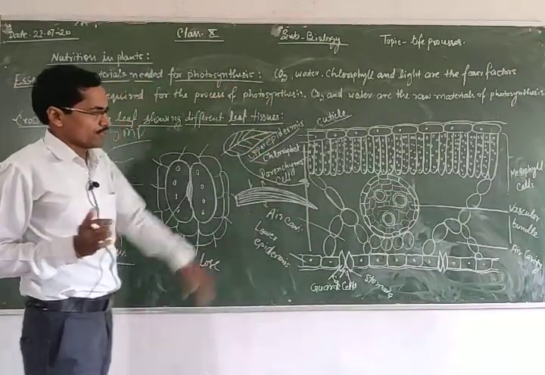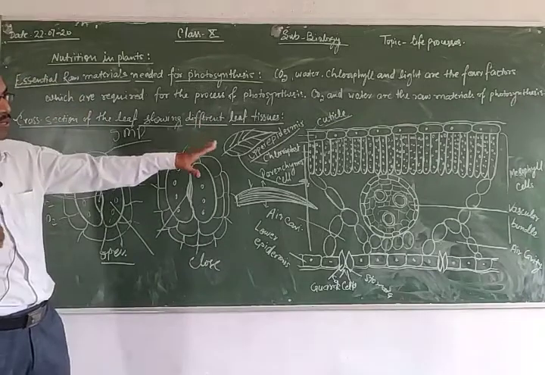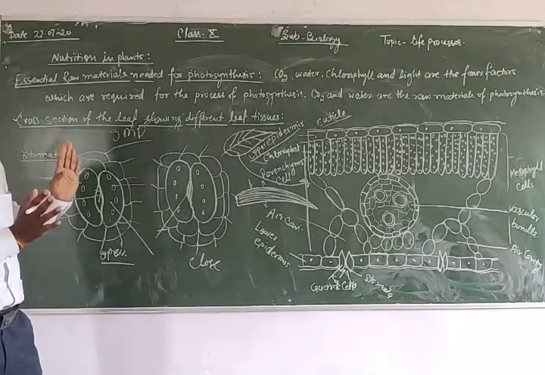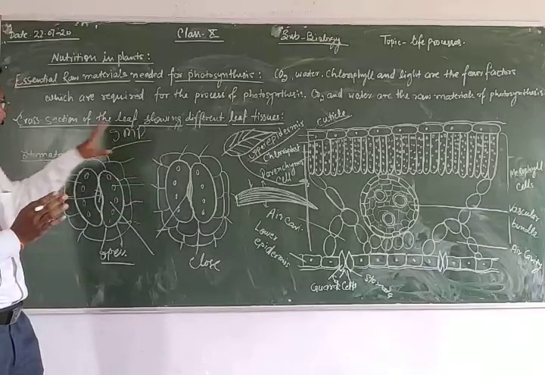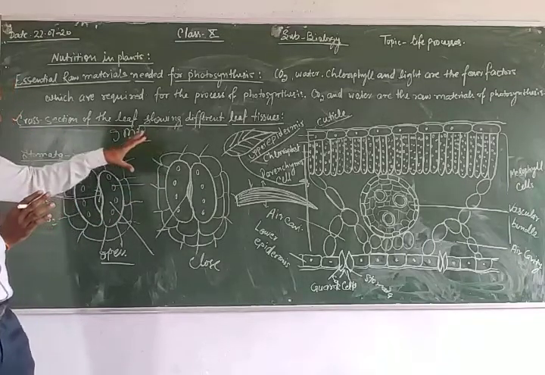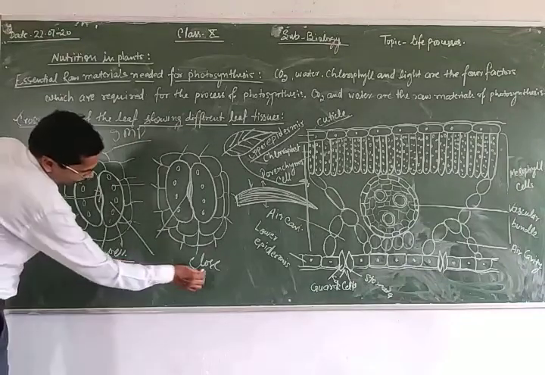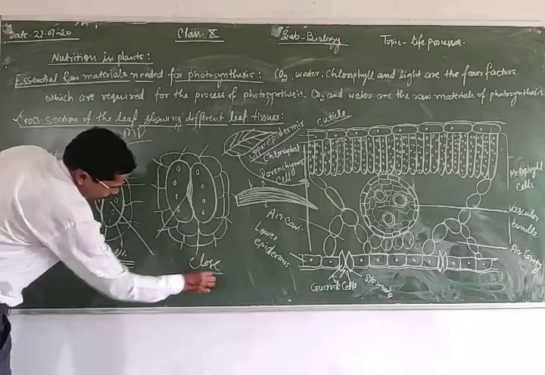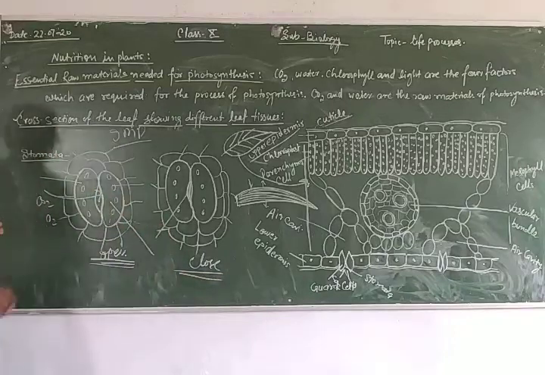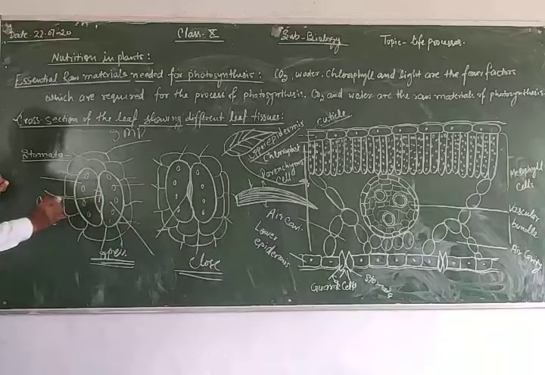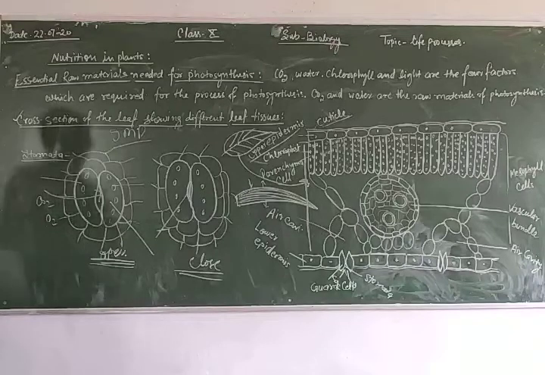When you cut the section, you see this type of figure in your microscope, and in another video you see here. See, this is the open type of stomata and this is the closed type of stomata. In both, you see these bean shaped guard cells.